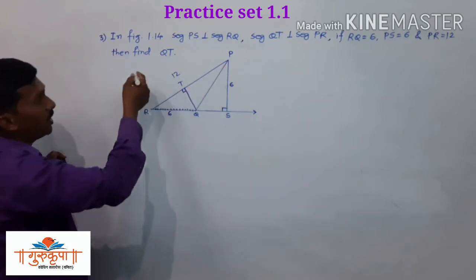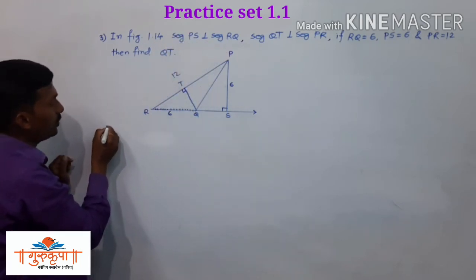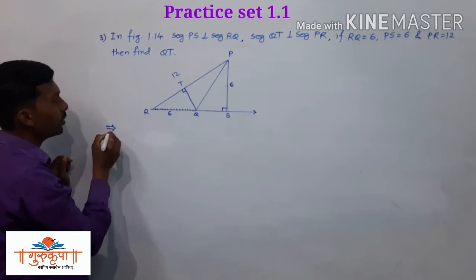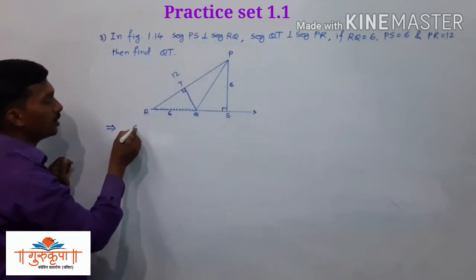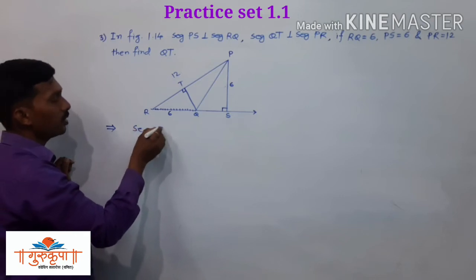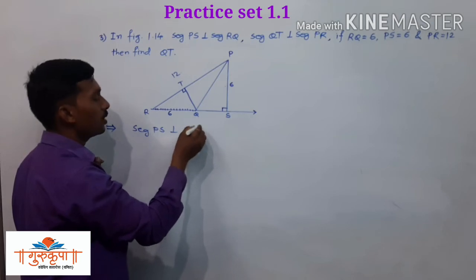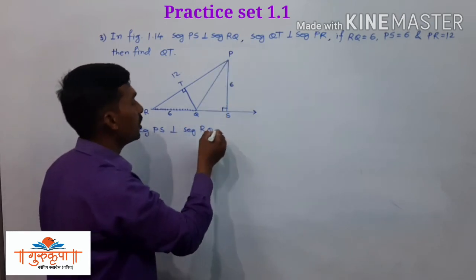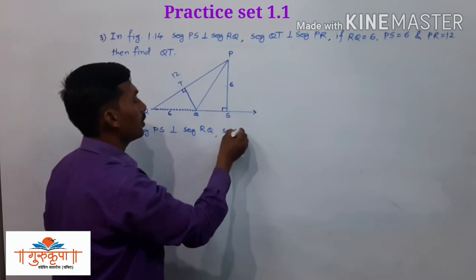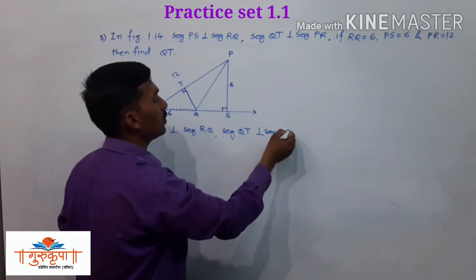So first we will write the information we have available, and then we solve this question. We have given PS is perpendicular to RQ, this is given information. Seg PS perpendicular seg RQ. Seg QT perpendicular seg PR, that is given information.